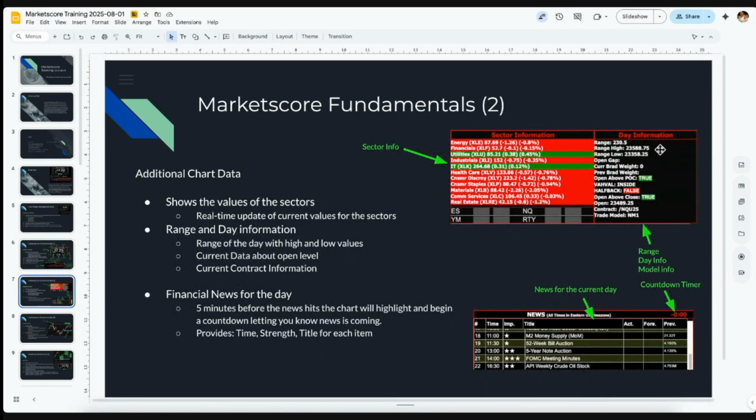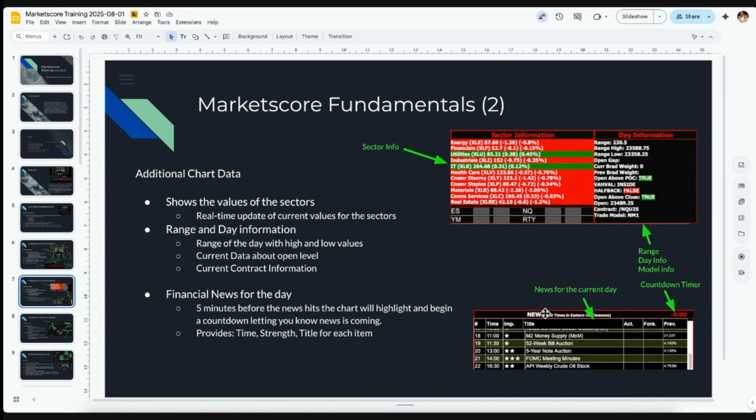The other data on the page is the sector data. This is market data. I'm not going to go through all the details on this, but high, range, lows. It also tells you which contract the page is using, and which model it's running. There are nine different models. There's an R model, which just means regular, which is the one that I created before I created the new models. And then NM1 through NM8. I'm going to go into detail on what those are in a little bit.